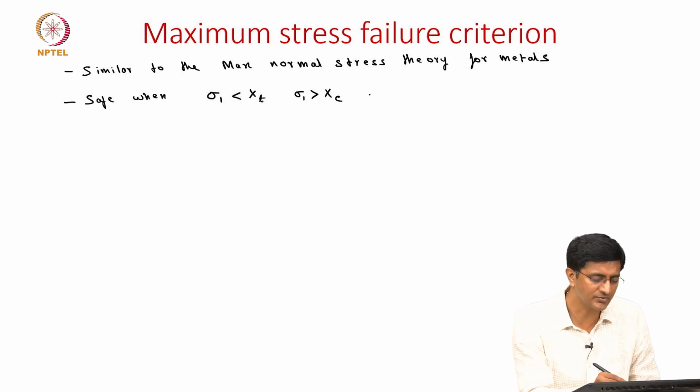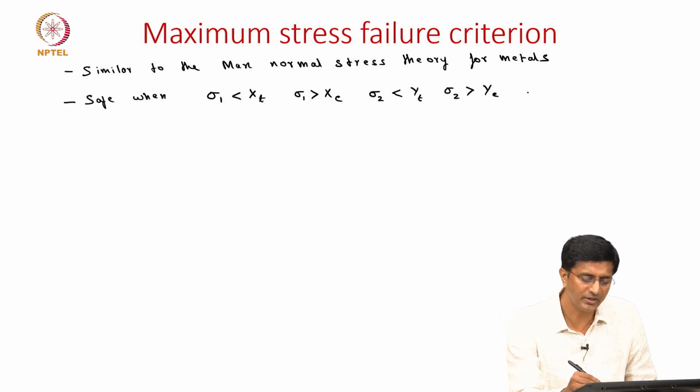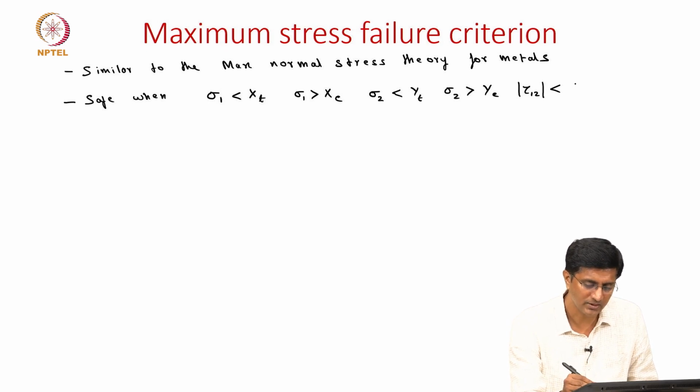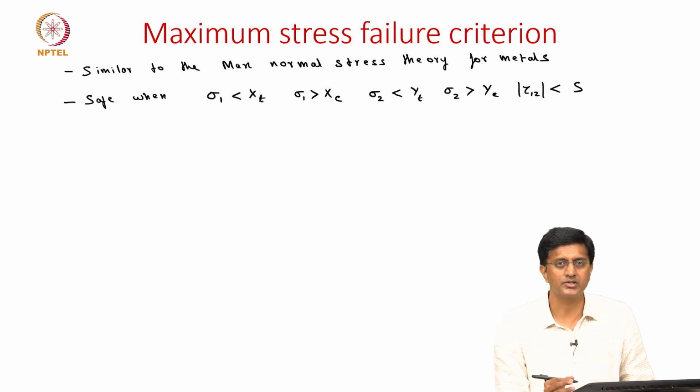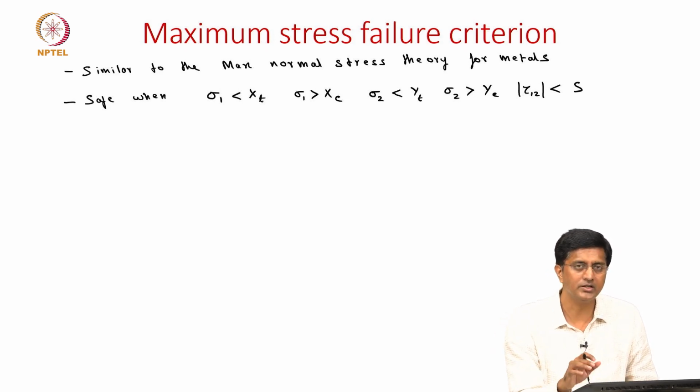Similarly, looking at the transverse direction, we focus on the stress sigma 2 and say it is safe if the value is less than Yt in tension, and greater than Yc in compression. But when it comes to shear, we only need to focus on S. So the stress is tau 12, whether it is positive or negative, it should be less than the failure strength in shear, which is S. So as we can see, we have 5 failure criteria to check whether a material fails or not.